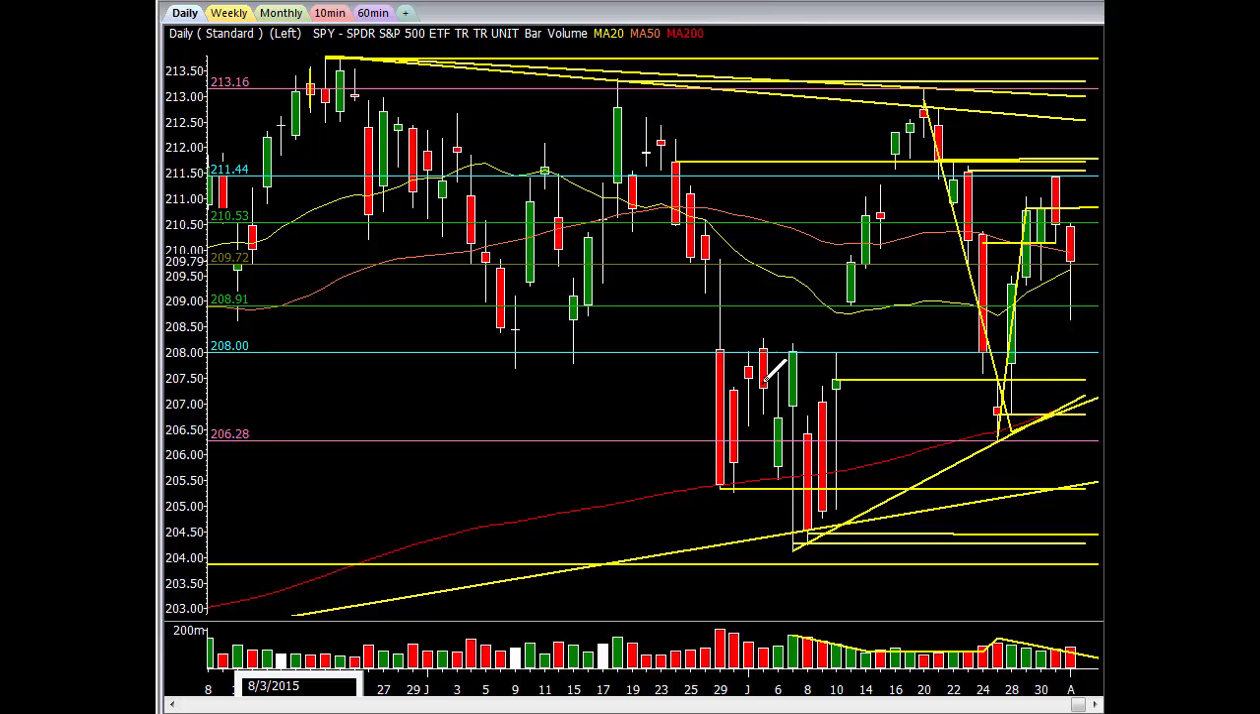But again, we're looking for more downside at this point, short term, and then maybe the Santa Claus rally to the end of the year, and then next year is going to be really interesting.